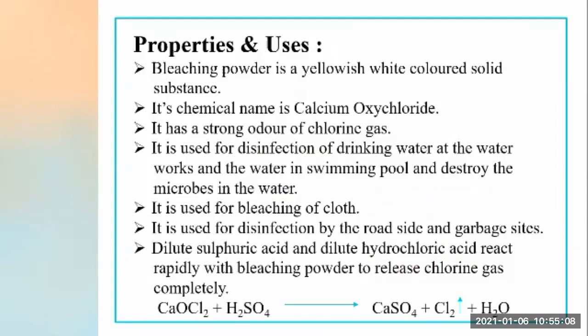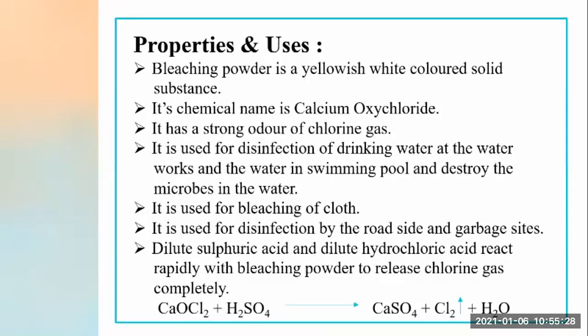Now, we'll see the properties and uses of this bleaching powder. What are the properties and uses of bleaching powder? Bleaching powder is a yellowish white colored solid substance. When we see the color of this bleaching powder, we see that it is yellowish white, right? The chemical name is calcium oxychloride.